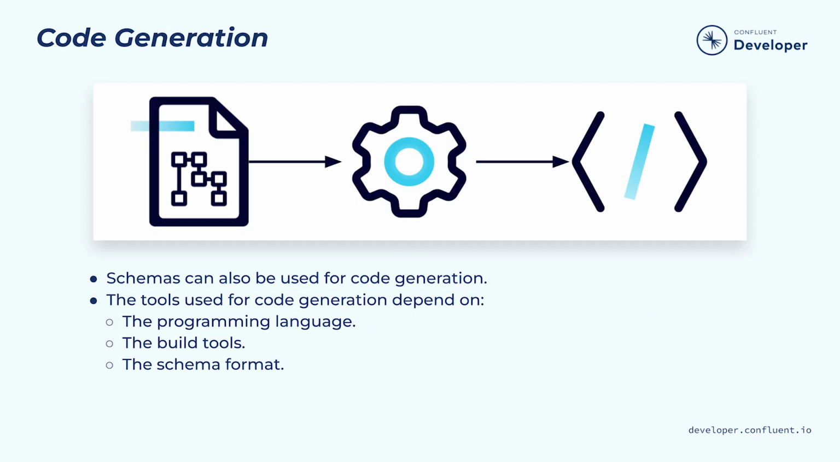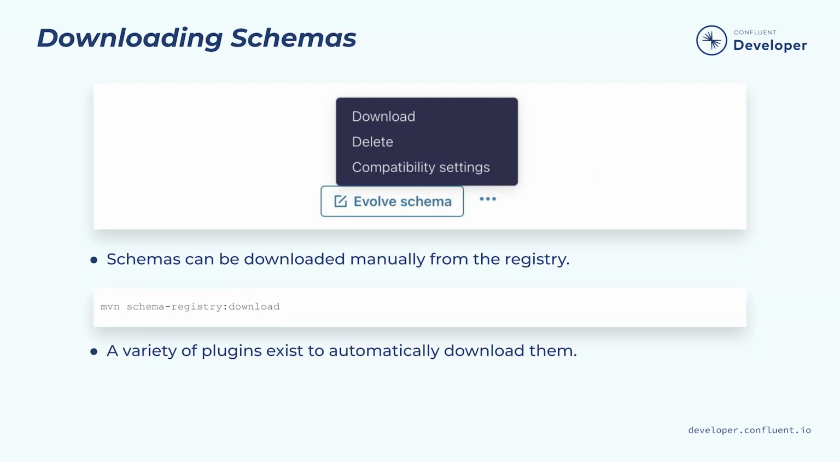In addition to providing data validation, schemas can be used for code generation. Various tools can be run against the schema to produce application code. The exact tools depend on your programming language, build tools, and choice of schema format. Regardless of what tools you use, you usually need to download the schema first. To make use of a schema in the client, we can download it to our project. This can be done by viewing the schema and selecting the download option. Or we can make use of tools and plugins that do this automatically.